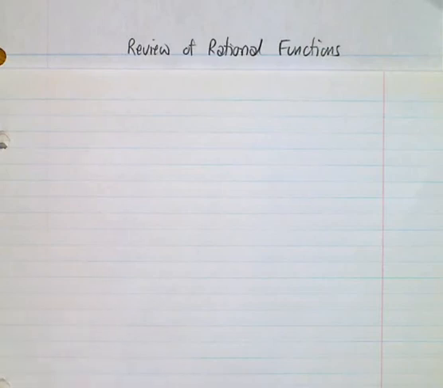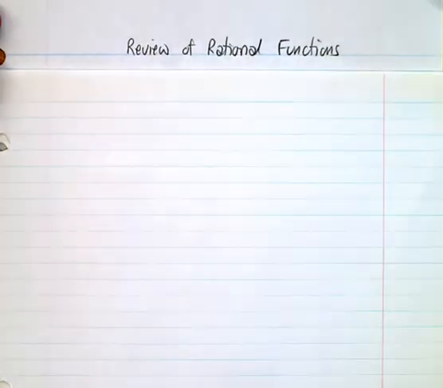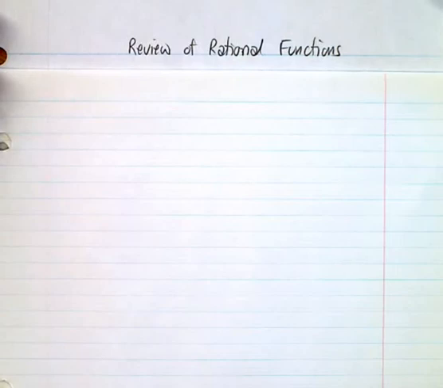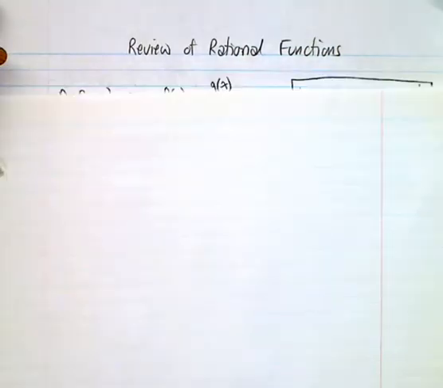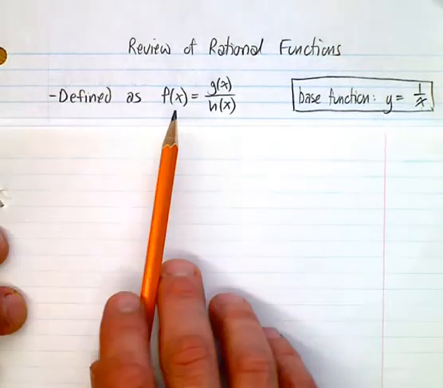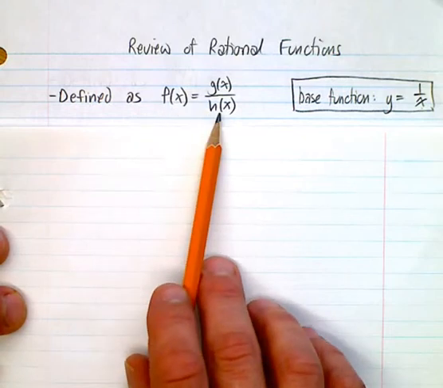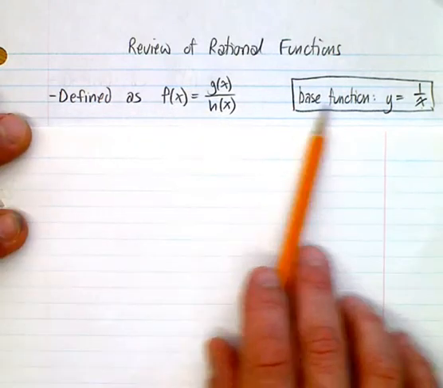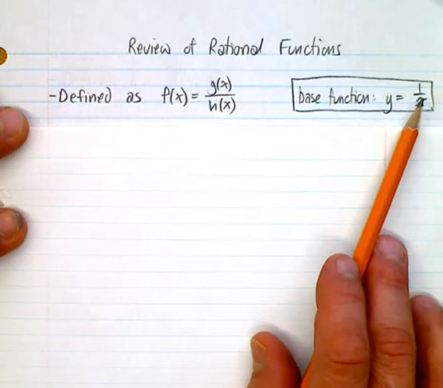Okay, here we go. I'm going to give you guys a quick review of rational functions before I jump into section 3.3. Rational functions, ladies and gentlemen, are these funky ones. We looked at them in chapter 1 a little bit, but now we're going into a little more detail, okay? First of all, they're defined as a function, f of x is g of x over h of x. Your base function that you remember hopefully is 1 over x. I'll show you how that looks, okay?